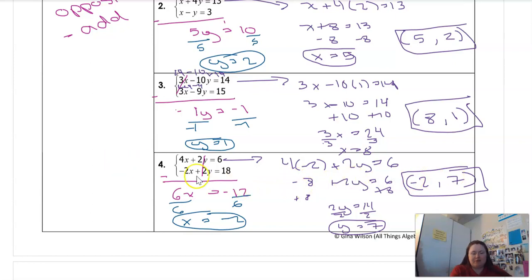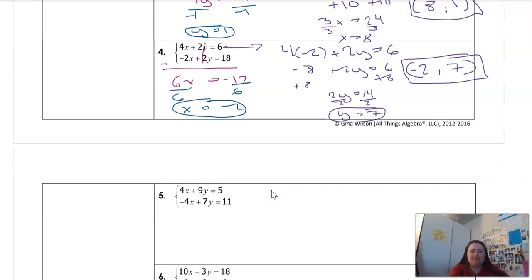So like for number 4, 4 times negative 2 is negative 8, plus 2 times 7 is 14, so I have negative 8 plus 14 is 6, that's true. Negative 2 times negative 2 is 4, 2 times 7 is 14, 4 plus 14 is 18, so it works out.